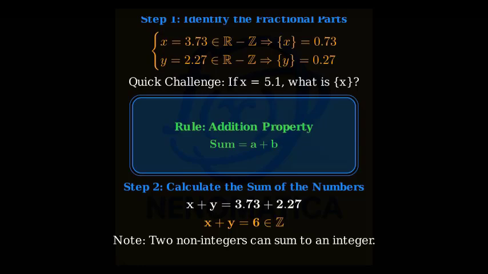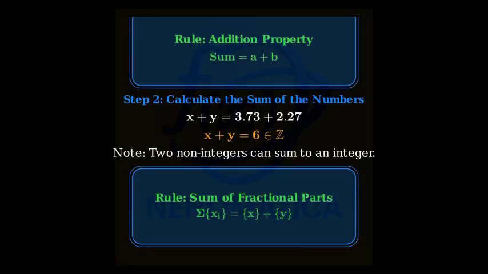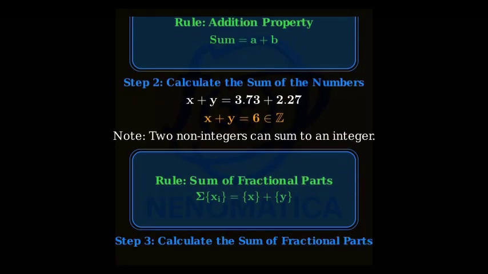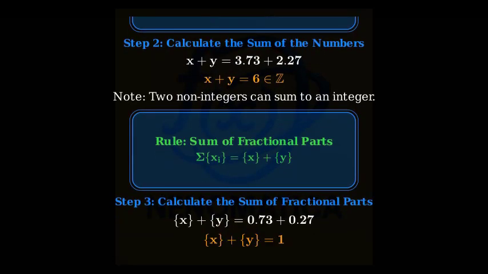Notice how two non-integers can sum to a perfect integer. Step 3. Calculate the sum of the fractional parts. We use the sum of fractional parts notation. Then we add the fractional components. 0.73 plus 0.27 equals 1. Since the total x plus y is an integer, and neither x nor y is an integer, the fractional parts add to 1. We now present the final result exactly in the structure of the input solution.